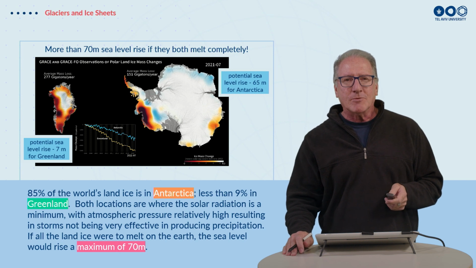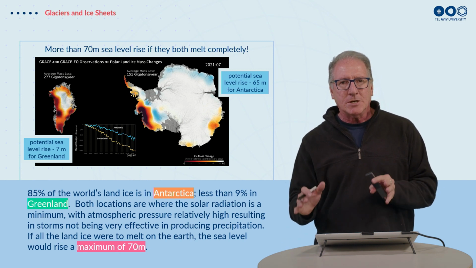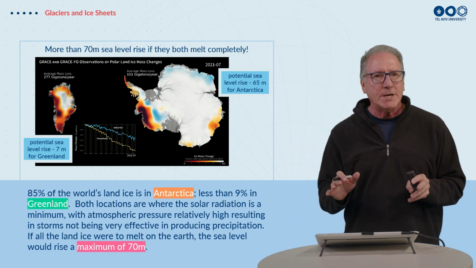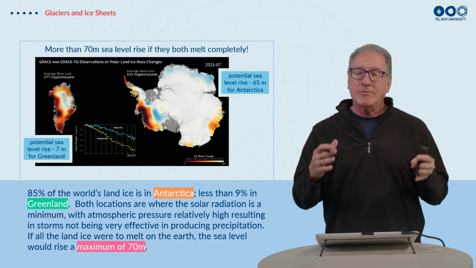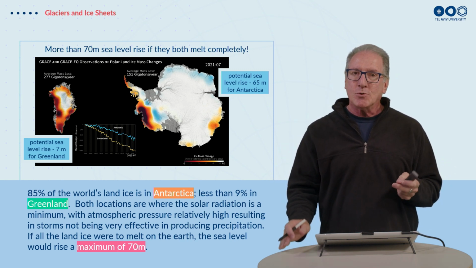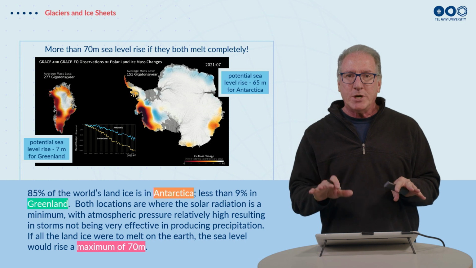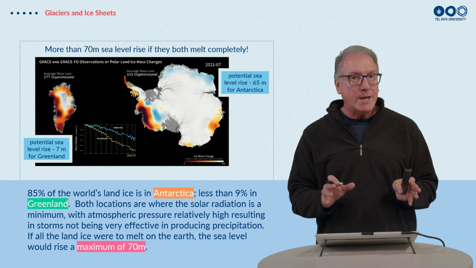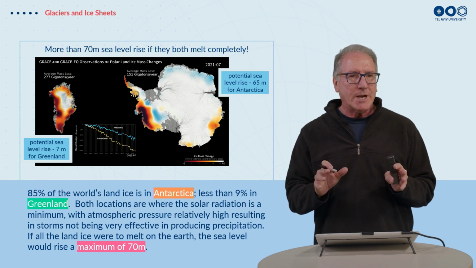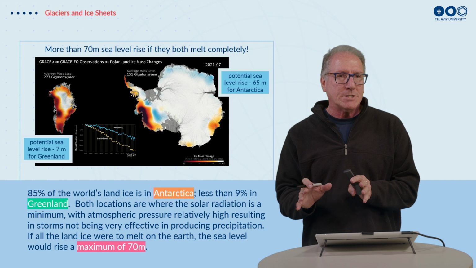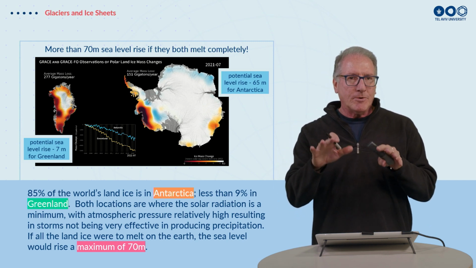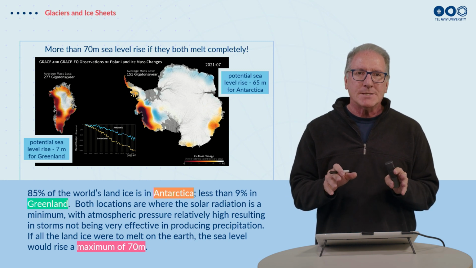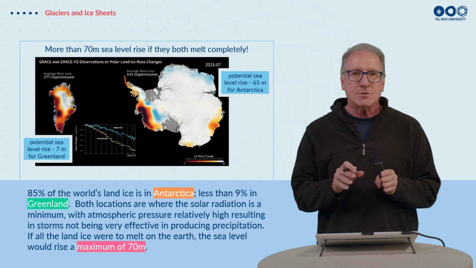So 85% of the world's land ice at the moment is sitting in Antarctica, about 10% in Greenland. I should point out that both of these locations are in the polar regions where we have a little bit of solar radiation. There's also very high atmospheric pressure locally, which doesn't encourage the formation of clouds and rain and snow. So these regions, especially Antarctica, are actually a desert. The amount of rainfall or snowfall, or equivalent rainfall, in Antarctica is actually less than we get in Eilat every year in Israel. It's a desert.